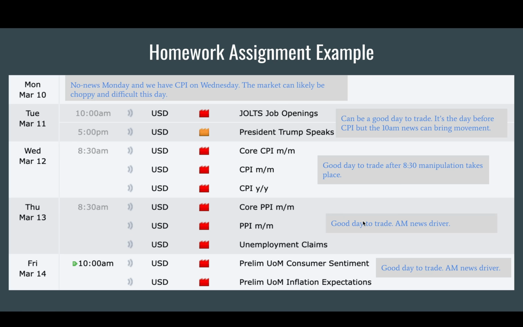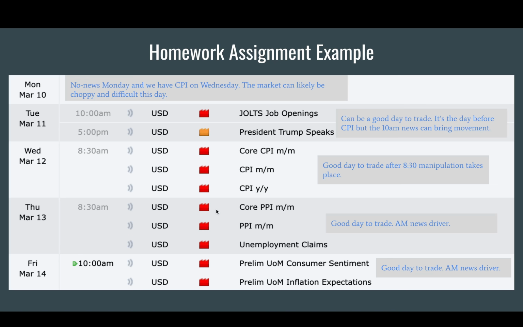Thursday, another good day to trade. We have an AM news driver. That's what we like. And then Friday, another good day to trade. We have AM news drivers. That's what we like. So this should be a homework assignment. You want to do that for at least 4 weeks. This right here is just 1 week, and you need to do that 4 times.